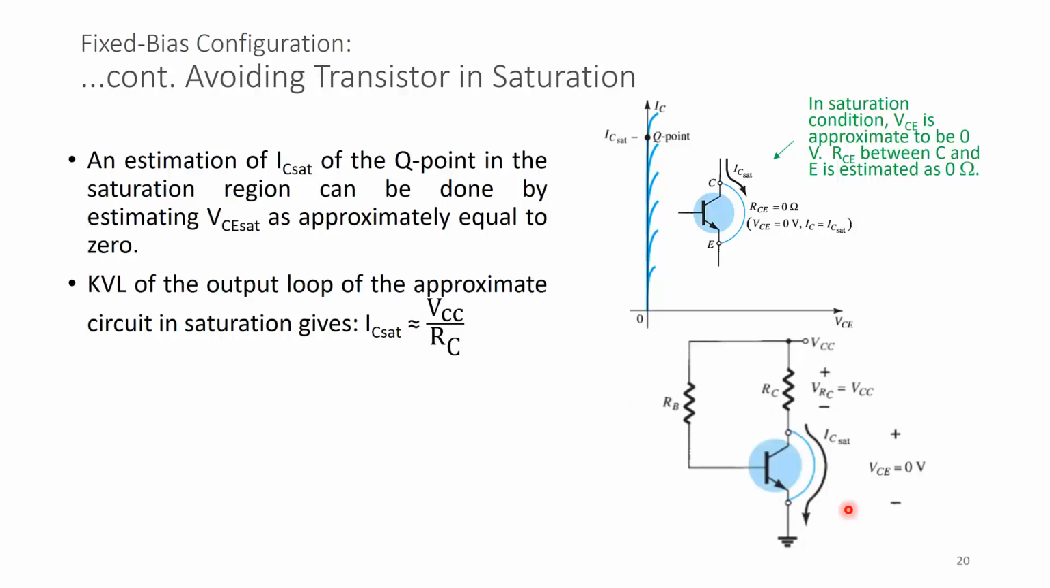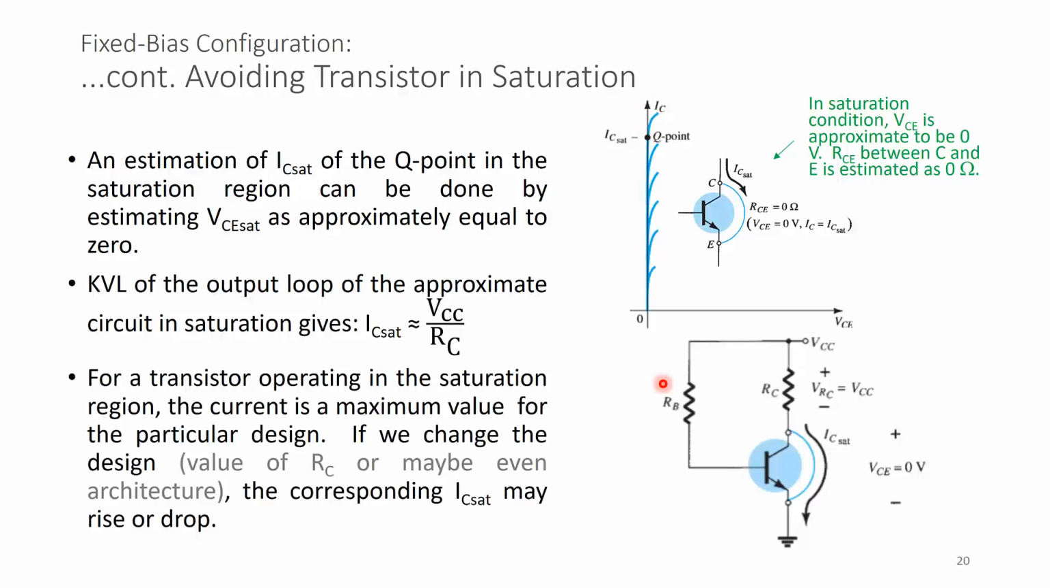Again, don't get confused. This is not the analysis of the output loop as such, but we are here trying to estimate what IC set is going to be. When we want to estimate IC set, we estimate VCE to be about 0, and IC set is about VCC over RC, which is going to be your y-intercept of the load line. So for a transistor operating in the saturation region, the current is at a maximum value for the particular design. If we change the design, the value of RC, or maybe even the architecture, the corresponding IC set may rise or drop. And this value of IC set is a value that we want to avoid.